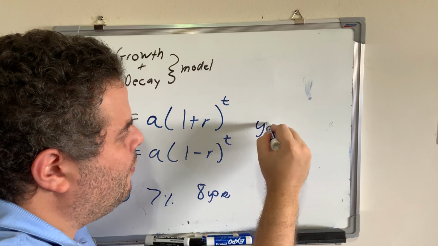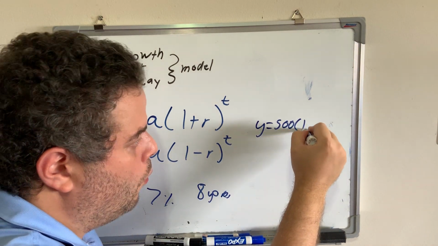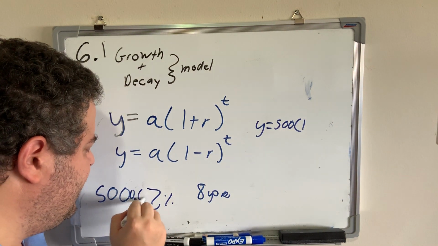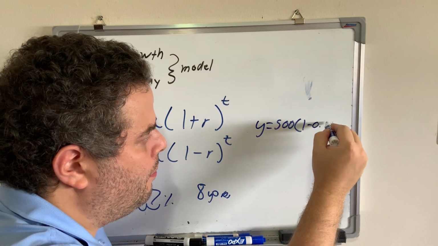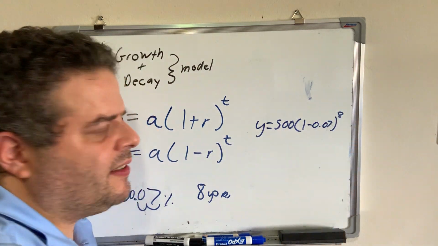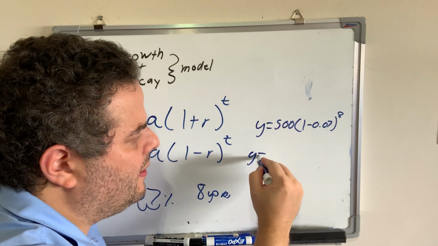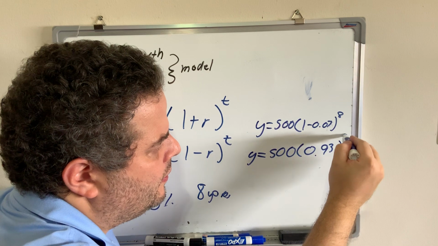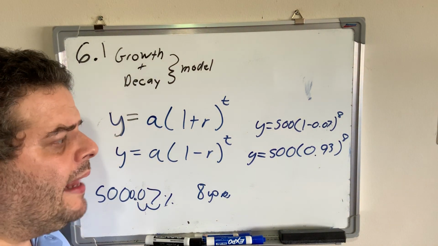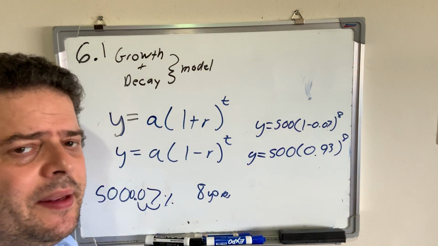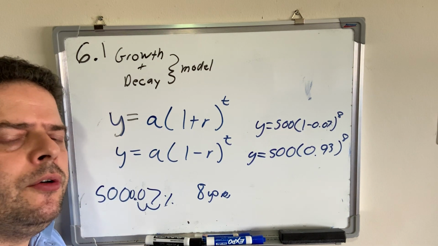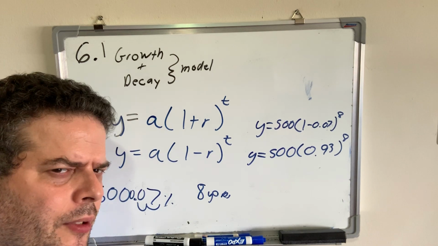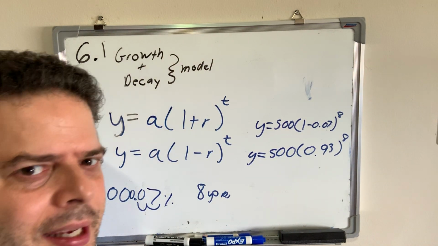So you're going to begin with 500 times 1 minus 7% expressed in decimal form, minus 0.07, elevated to the 8 years. When you rewrite this, you're going to end up with 0.93 to the 8th power. And that's pretty much growth or decay models. Not compound, just regular growth or decay. Pretty straightforward. Remember, if you don't see the word compounded, just use the regular growth or decay models.